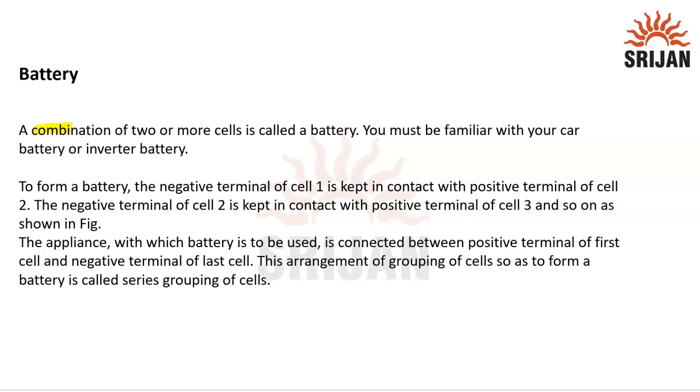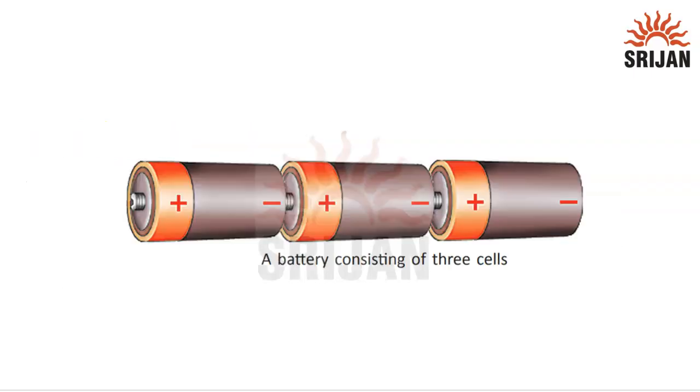Now battery. A battery is simply a combination of two or more cells. You must be familiar with your car battery or inverter battery or even mobile battery. To form a battery, the negative terminal of cell 1 is kept in contact with the positive terminal of cell 2, and the negative terminal of cell 2 is kept in contact with the positive terminal of cell 3, and so on, as in the figure, which is this.